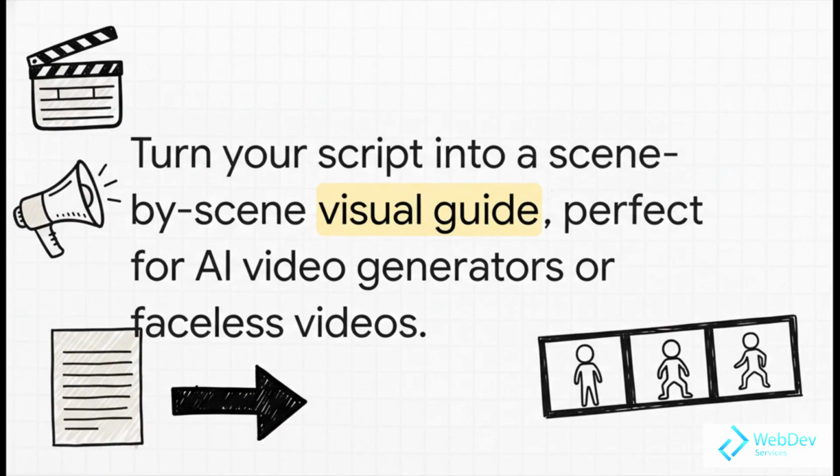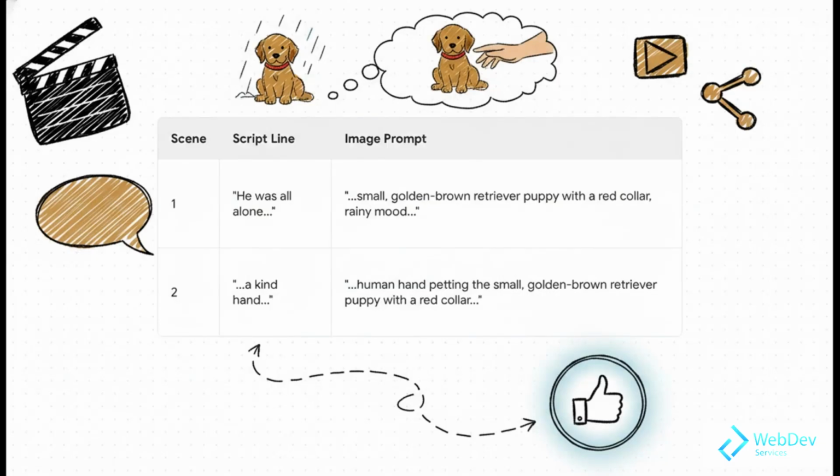Step 3, the director is a total game changer, especially for faceless channels or if you're using AI video generators. This is where you turn your text into a visual shot list, and you make sure your characters stay consistent. This solves one of the biggest headaches with AI visuals, consistency. By using a director prompt, you get a table that looks just like this.